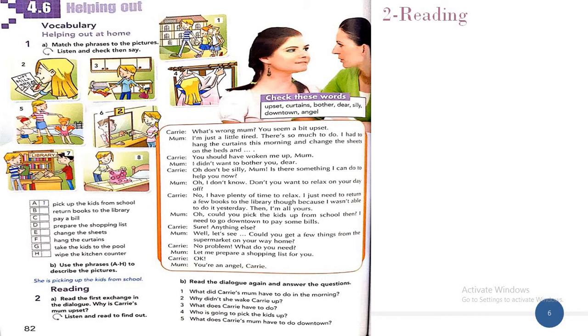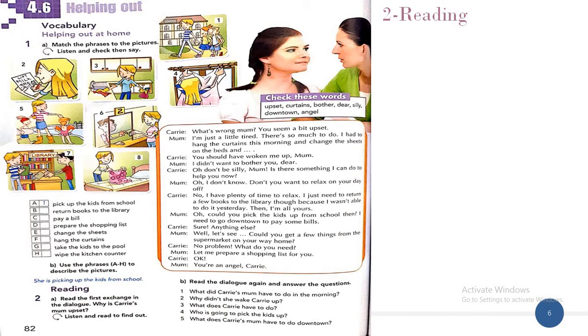Could you get a few things from the supermarket on your way home? Carrie, no problem. What do you need? Mom, let me prepare a shopping list for you. Carrie, okay. Mom, you are an angel, Carrie.